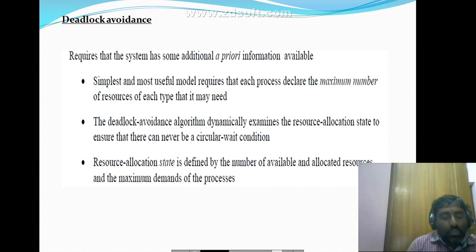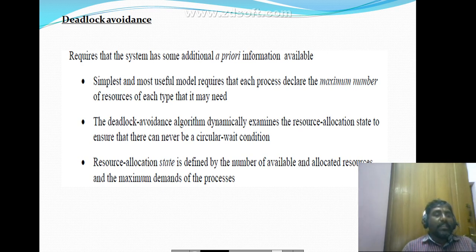When we give the resource to a particular process, we check whether the deadlock can be avoided or not. For every resource allocation, we check the safe or unsafe situation. This is done by the Banker's algorithm only. Banker's algorithm resolves the problem of deadlock avoidance, whereas it requires that the system has some additional prior information available.